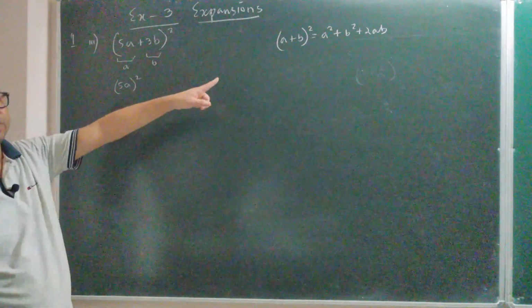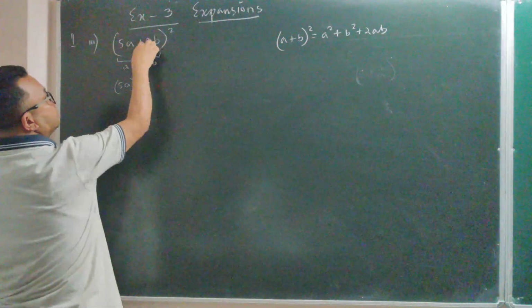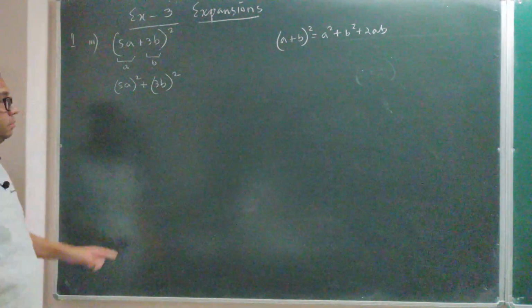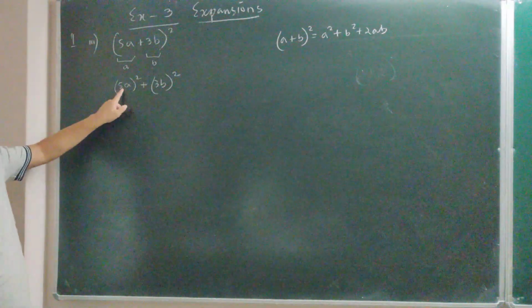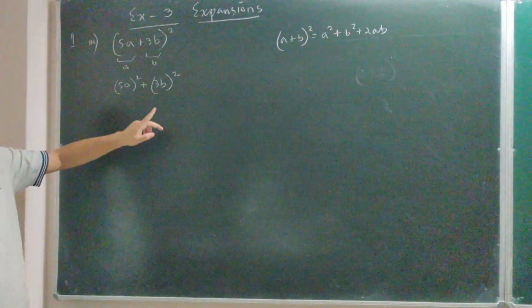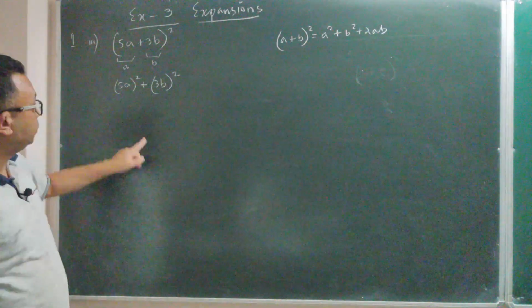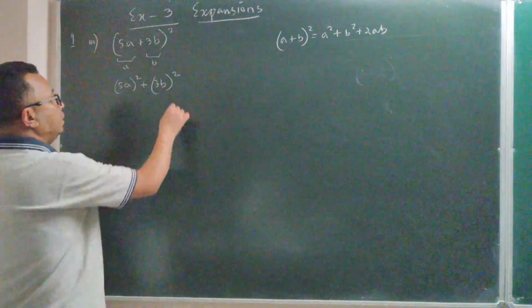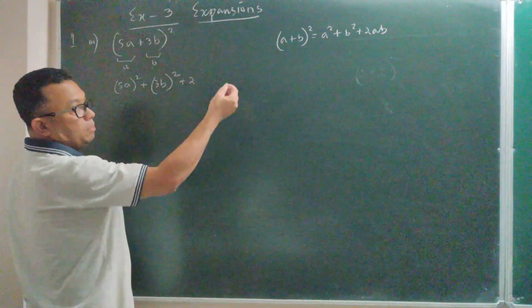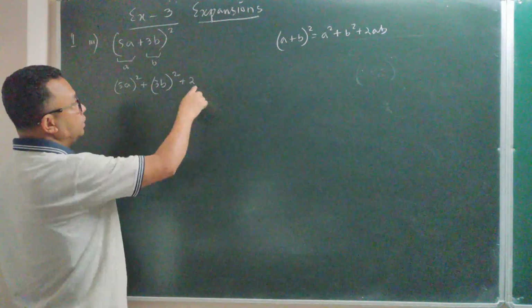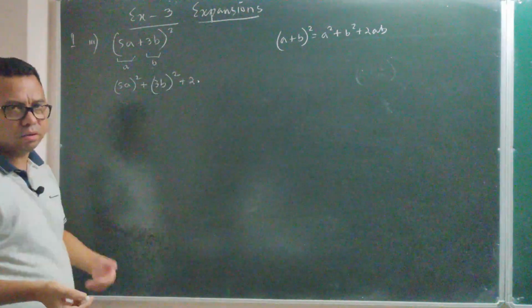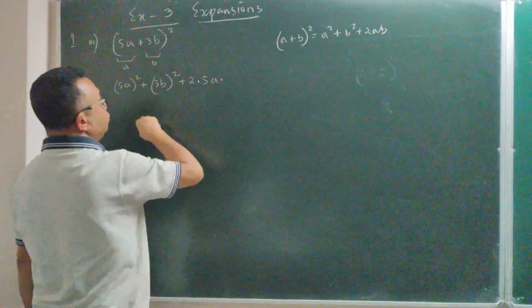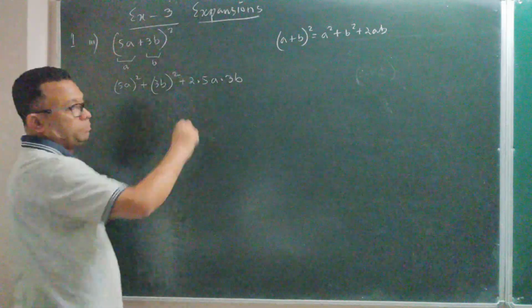The formula says a square plus b square. Our b is this one, so b square. Why am I putting it inside the bracket? Because the square is applicable for both terms, 5 as well as a. Similarly, the square is applicable for both. So now we have a square plus b square, then plus 2ab. Plus 2ab means 2 into a into b. So 2 into, let me write here, dot means into, 2 into a, a is 5a, into b, which is 3b.